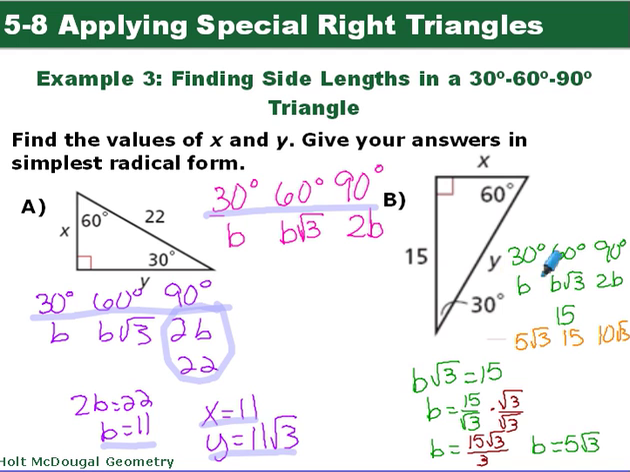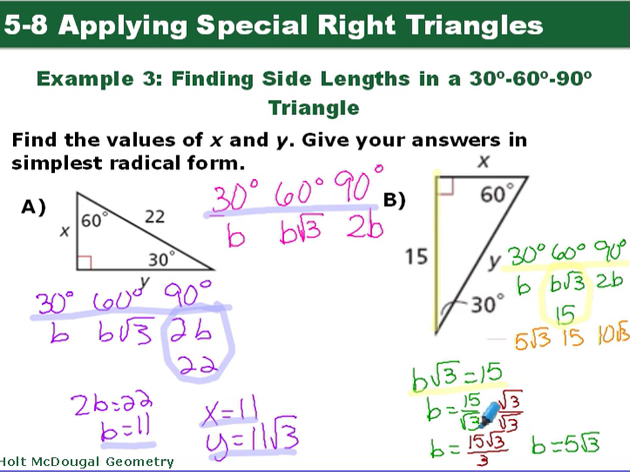So we start again with our table, listing the 30, 60, 90 angles and their relation to the sides. 30 degrees is B, 60 degrees is B square root 3, and the 90-degree side will be 2B. We know the side opposite the 60-degree angle is 15. So here's our equation we're solving: B square root 3 must equal 15. Divide both sides by the square root of 3. So B equals 15 over square root of 3.